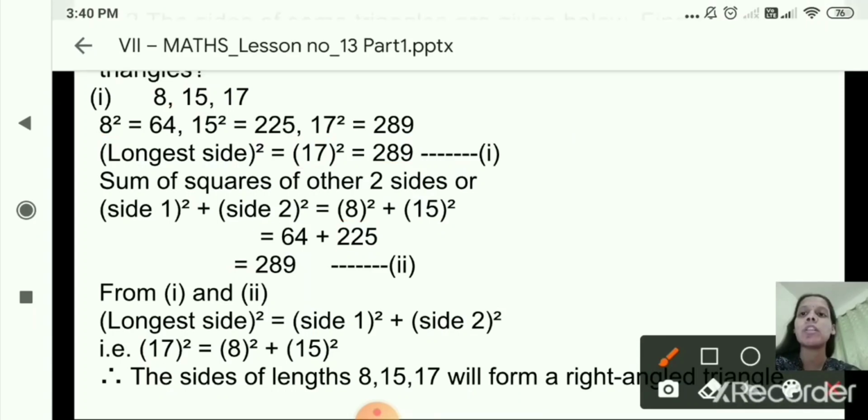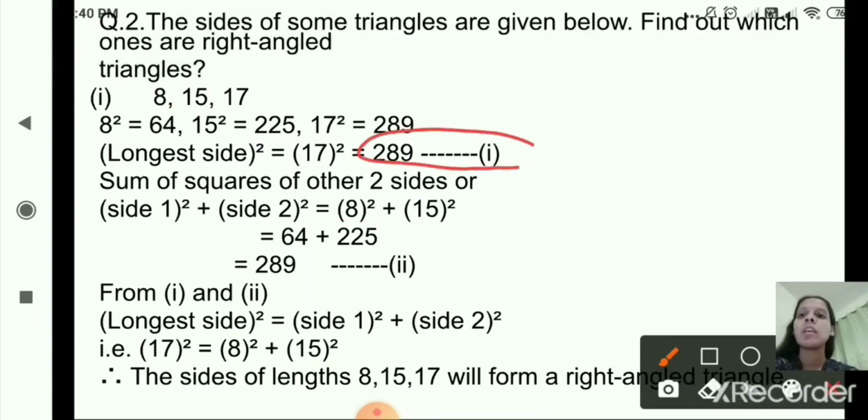Now what is the first statement? Longest side square is equal to 289. And what is the second statement? Side 1 square plus side 2 square is equal to 289. From 1 and 2, longest side square is equal to side 1 square plus side 2 square. Now this is equal. See here we got 289, here it is 289. Means what? From 1 and 2, the longest side square is equal to side 1 square plus side 2 square. Correct? That is 17 square is equal to 8 square plus 15 square.